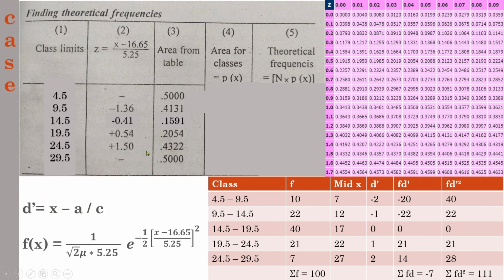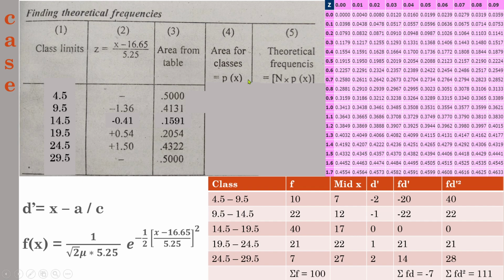Next one, 1.5. So 1.5 here, 1.5, 0, 1.5 or 1.0, it all remains the same. That is 0.4332. So we write down 0.4332, and the lower limit and upper limit values will remain as 0.5000, like that. Once you find the area from the table, next means area for classes.